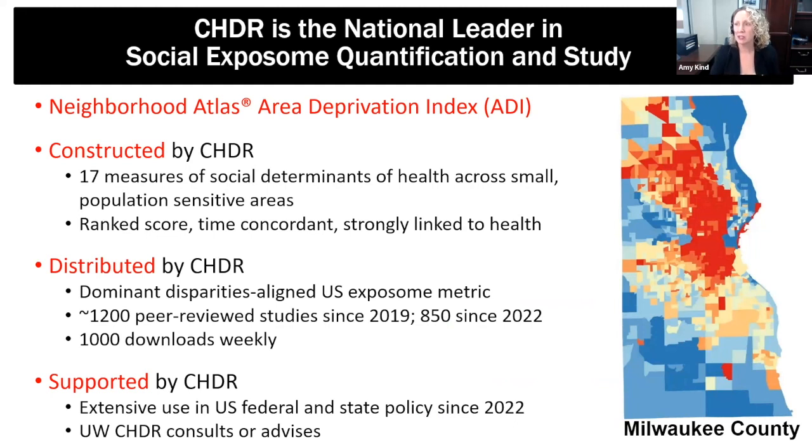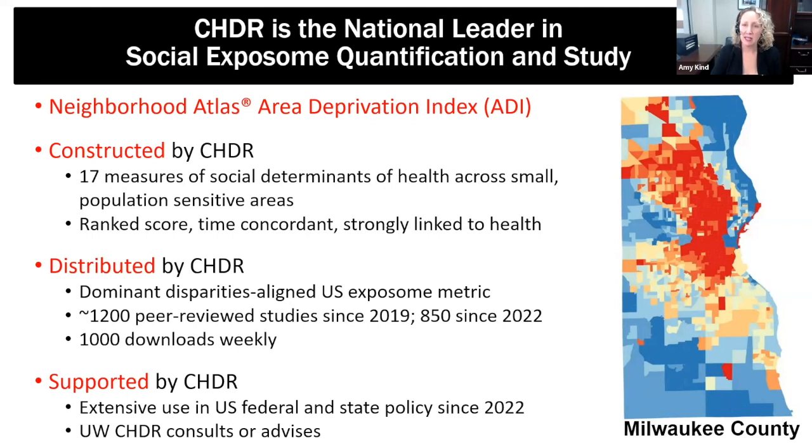Our center is really the leader now in social exposome quantification. This is the reason I was asked to advise on the NINDS new Office of Exposomal Study, and I often have a seat at the table at a number of other broad scale policy and research initiatives. But these metrics are available to all of you as well. They're housed within the Neighborhood Atlas, and the metric is called the Area Deprivation Index, or ADI.